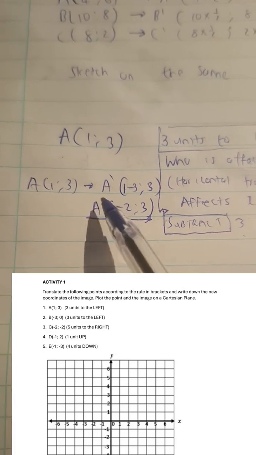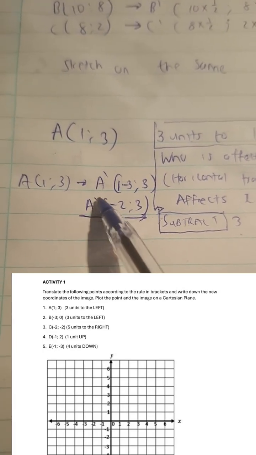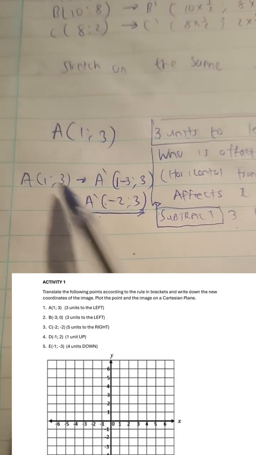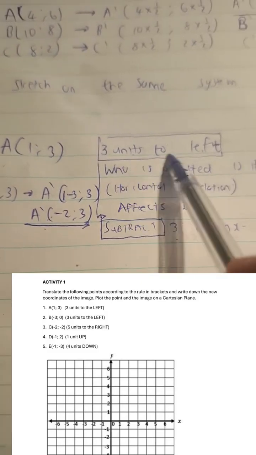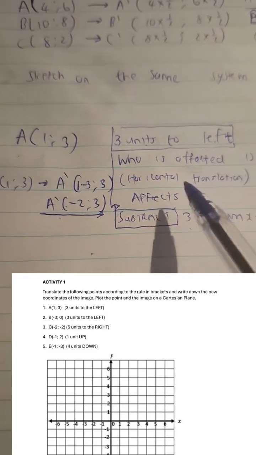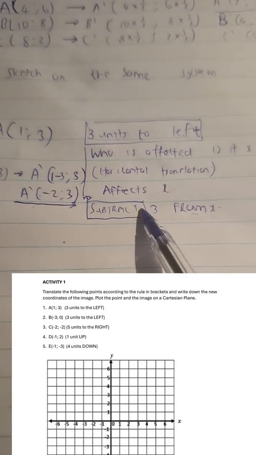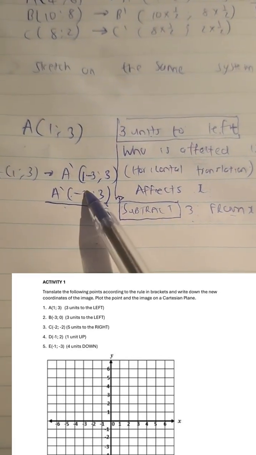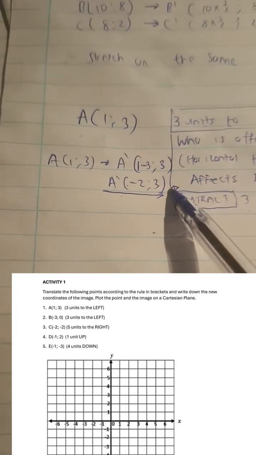And we write this symbol to indicate that this is the new image of who? Of A, when it is what? Translated 3 units to the left. X is affected, and because it says to the left, we subtract 3 from who? From x. So therefore we get (-2, 3).